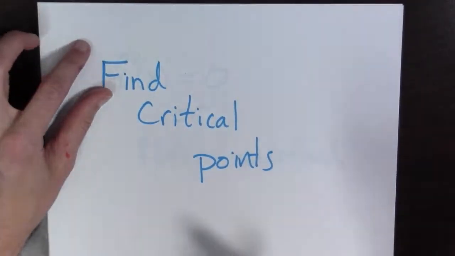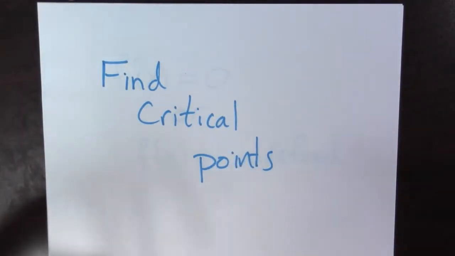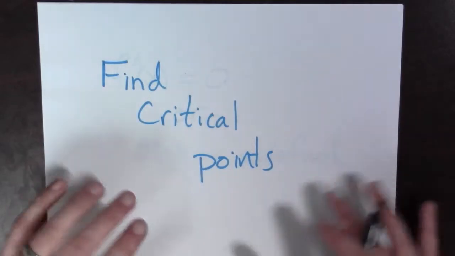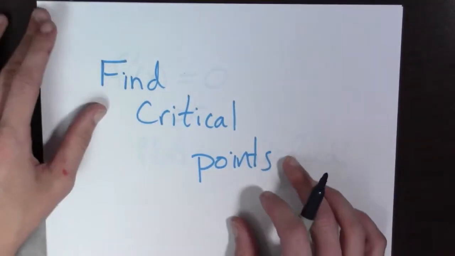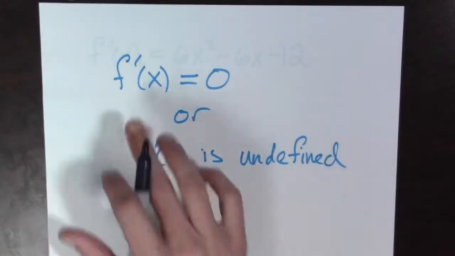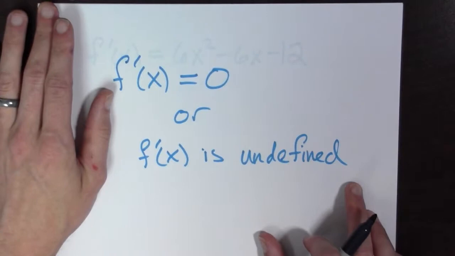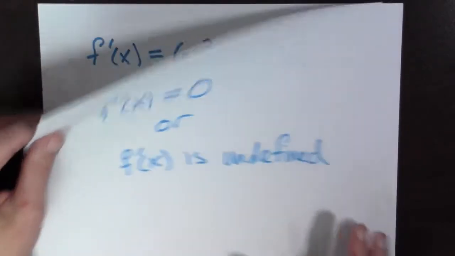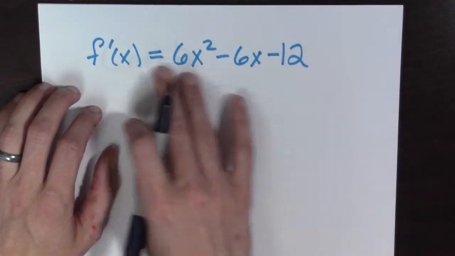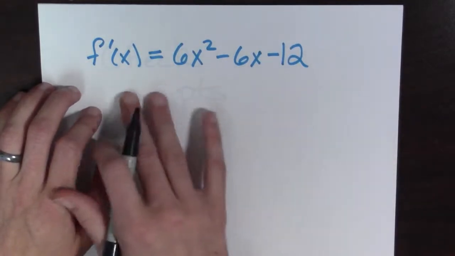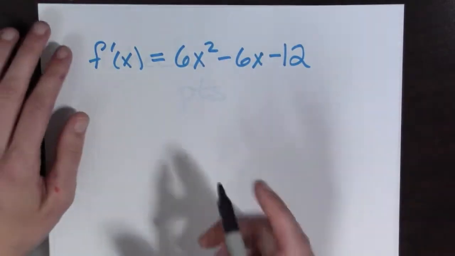All right, so now we're going to find the critical points. And recall that while the word critical point in English might seem like it means something important, in mathematics, critical points have a very specialized meaning. And that is where the first derivative is 0 or where the first derivative is undefined. Fortunately for us, the first derivative is defined for all real numbers. So all we really need to do is check and see where this is equal to 0.